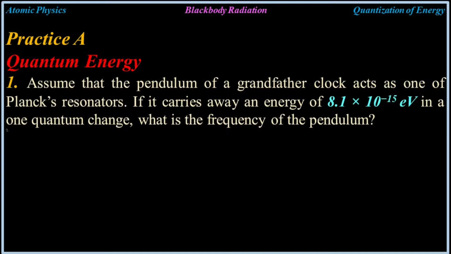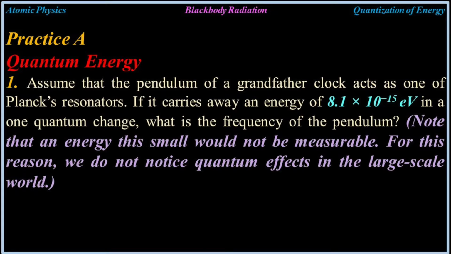Assume that the pendulum of a grandfather clock acts as one of Planck's resonators. If it carries away an energy of 8.1 times 10 to the negative 15 electron volts in a 1 quantum change, what is the frequency of the pendulum? Note that an energy this small would not be measurable. For this reason, we do not notice quantum effects in the large-scale world.